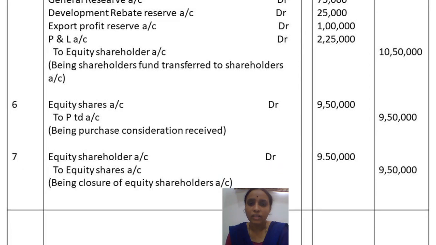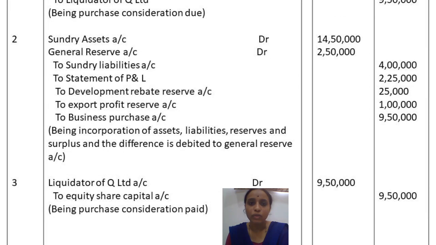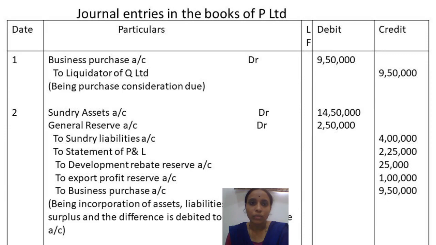Next, journal entries to be passed in the books of P Limited. So what are those? We'll see. The same format. The first entry to be passed in the books of P Limited, the transferee company, is being purchase consideration due. So being purchase consideration due is business purchase account debit to liquidator of Q Limited. That means we have to pay to the Q Limited.